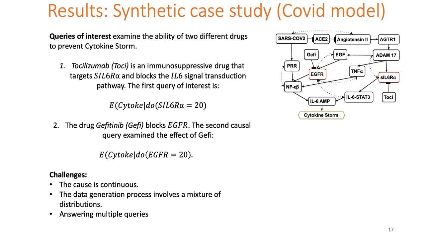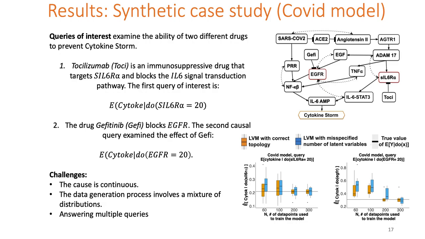The challenge of this case study was that the cause is continuous. Estimating the causal queries in this situation where the cause is continuous is very challenging in non-LVM approaches. Also, the data generation process involves a mixture of distributions for this case study. This case study showcases the case where you train a single latent variable model and you are able to answer multiple queries. Imagine answering thousands of queries by a single training of the latent variable model.